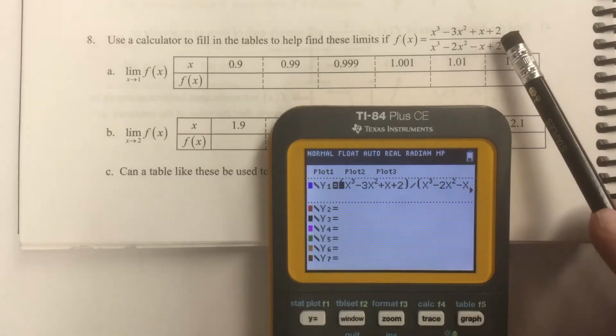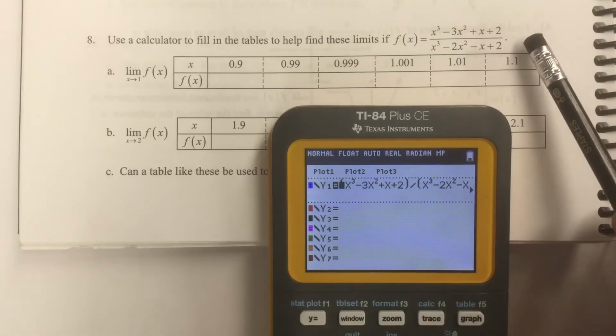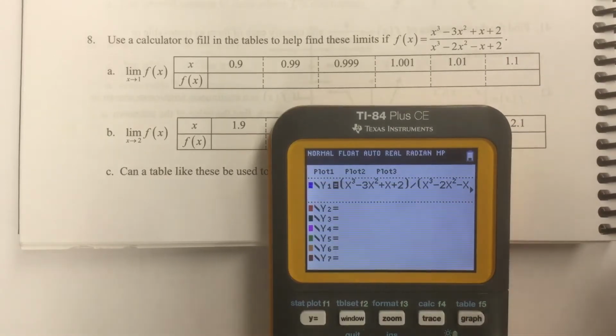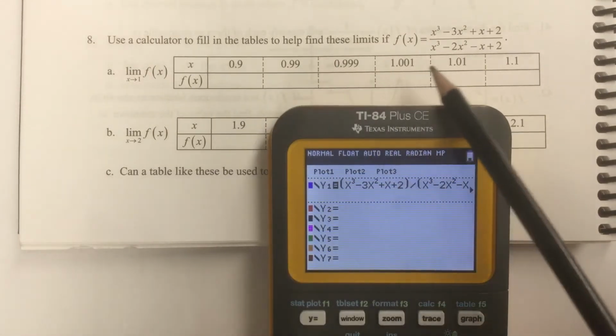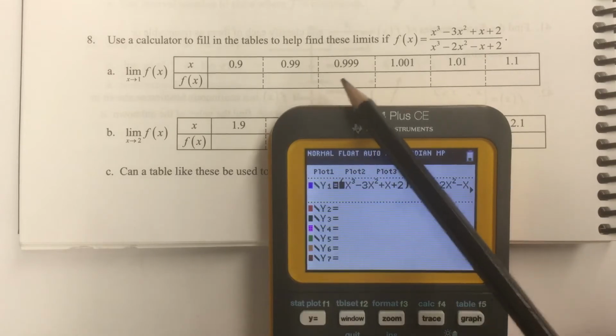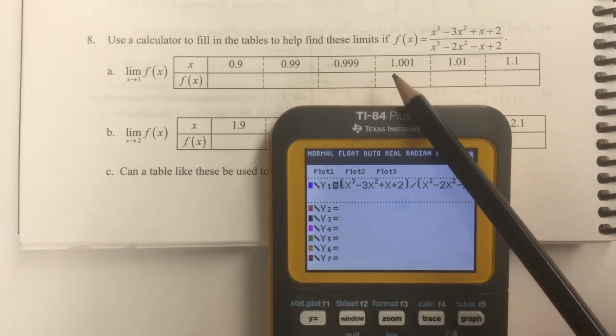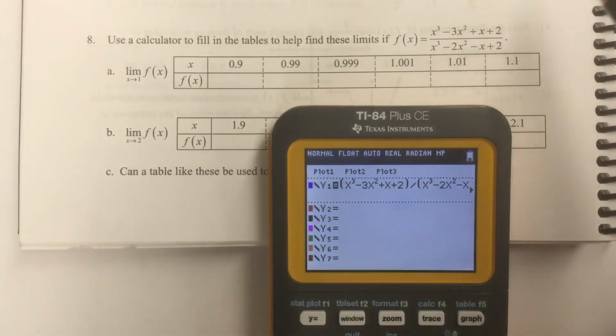Okay, so we're gonna go through, and it tells me I wanna find the limit as x approaches 1. So what it's doing is it wants us to take this table and just plug in numbers that are close to 1. So you see first it's going 0.9, 0.99, 0.999, then do the same thing coming from the right side, right? 1.1, 1.01. You're just getting closer to 1 and seeing what happens.